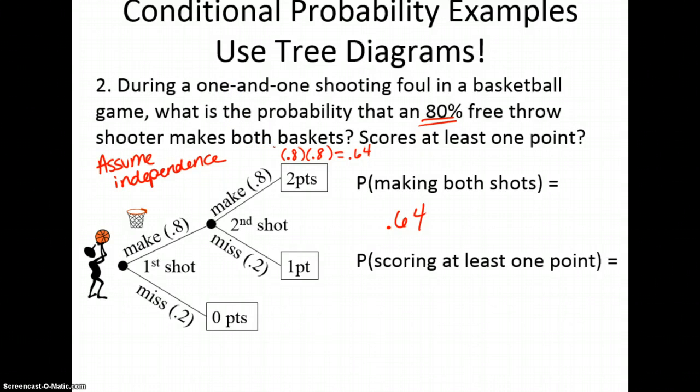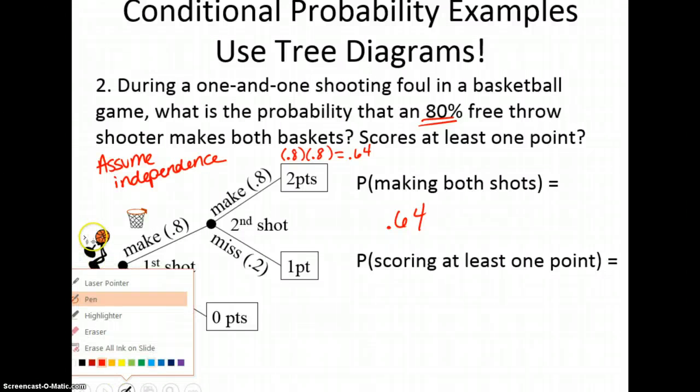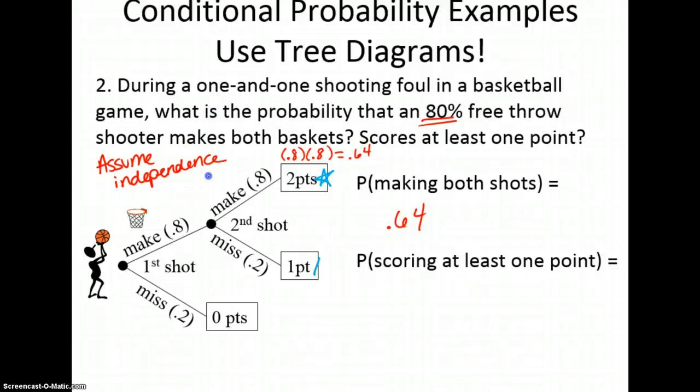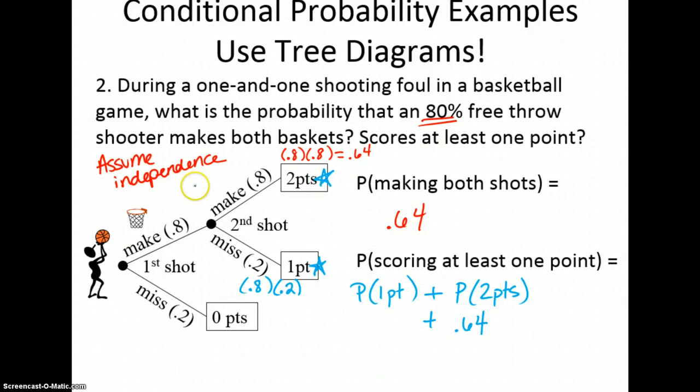Next we have, what's the probability of scoring at least 1 point? Okay, well, scoring at least 1 point is going to be either getting 2 points or 1 point. So we're going to say this is going to be the probability of 1 point plus the probability of 2 points. We already found the probability of 2 points is 0.64. So the probability of 1 point means you make, then miss. So that's going to be 0.8 times 0.2, which is 0.16. So 0.16 plus 0.64 equals 0.8. So that is the probability of at least 1 point.